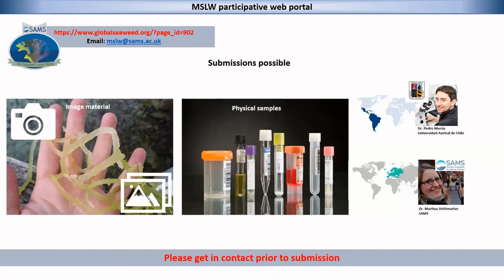In addition to simple observational data, we furthermore encourage the submission of material. Such submission can consist of image material, which, for example, documents the unhealthy, unusual looking algae, or we even encourage the submission of physical samples. My colleague, Dr. Pedro Murua from the Austral University of Chile, is in charge of the samples coming from Latin America, and I am in charge of the samples that come from Europe and the rest of the world.